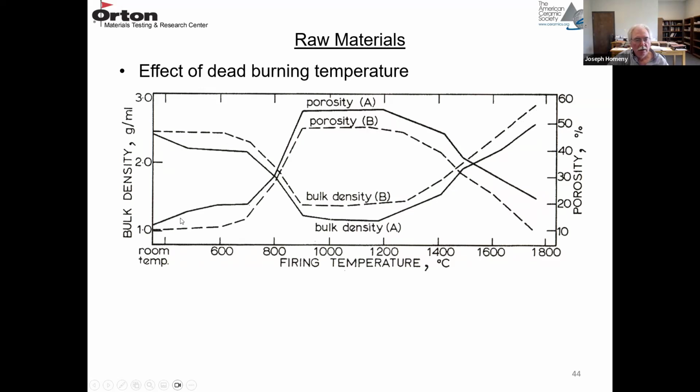The porosity has to follow the opposite trend. You start out with a porosity of 10% or so in the dolomite. As you decompose the carbonates, the porosity goes up to about 50%. And then as you sinter the material, you decrease the porosity and it goes back down to maybe 10%. So that's the change in porosity and density as a function of the firing temperature.